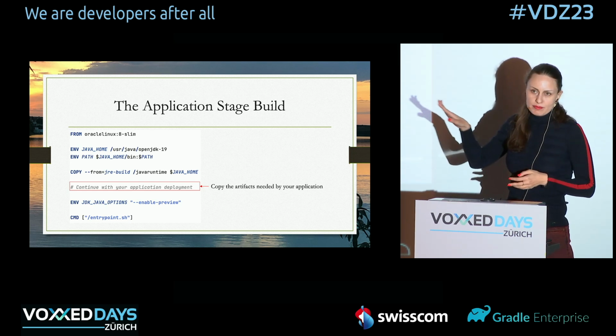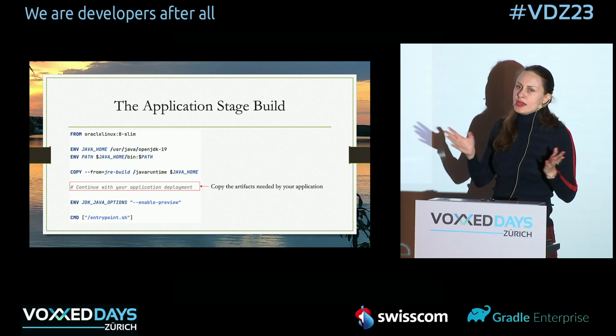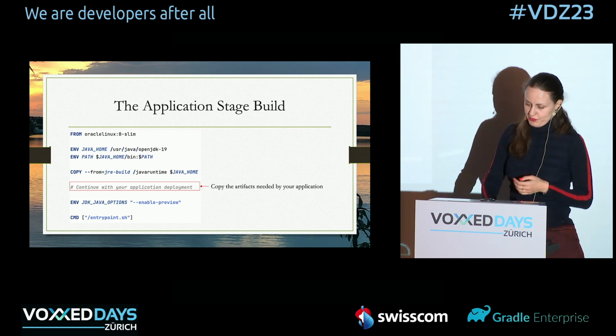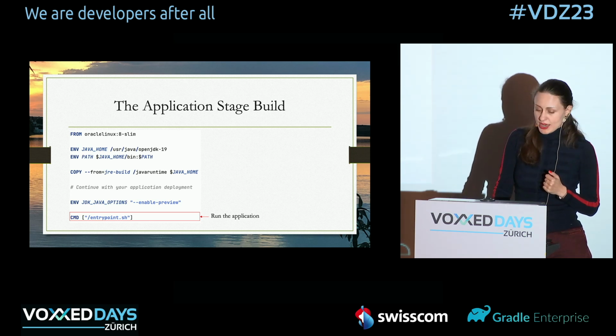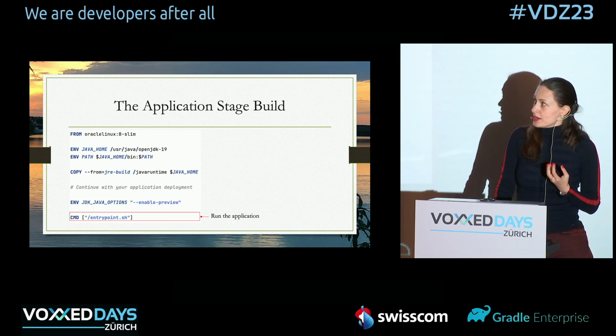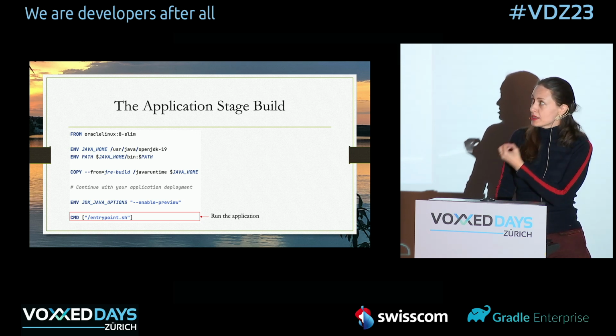By default, I set --enable-preview because I'm using Java 19, and I want to use some preview features as well. And then run the application. Easy as that.